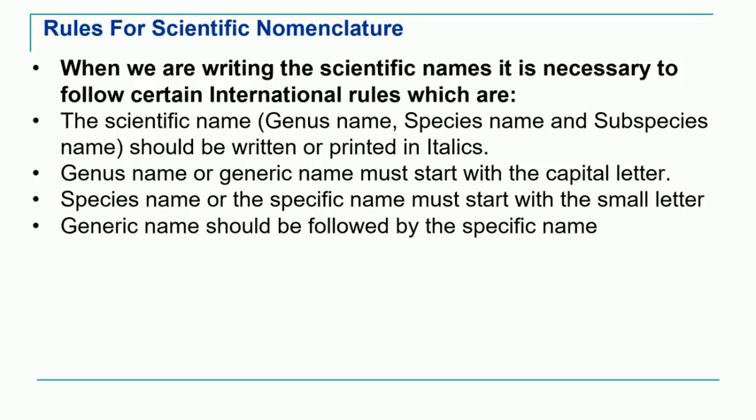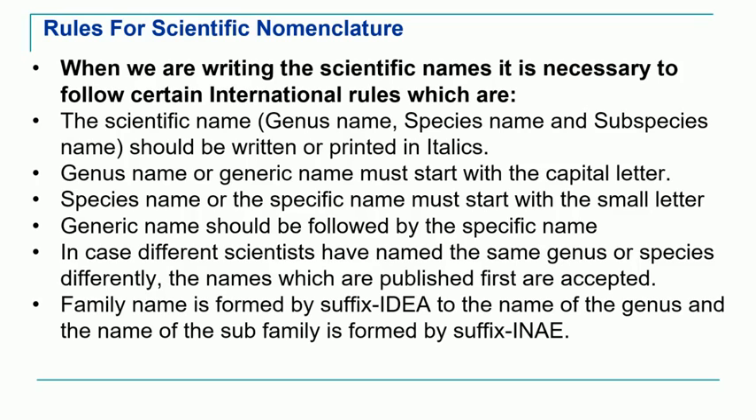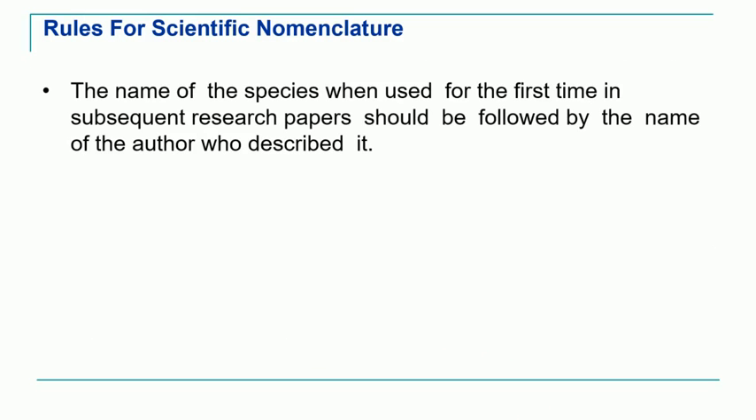The generic name should be followed by the species name. You should always write the generic name, or the genus name, first, followed by the species name. In case different scientists have named the same genus or species, the name which was published earlier, the first, will be the accepted name. So we have understood what is meant by senior synonym and junior synonym. Family name ends with the suffix idae, and similarly the subfamily name ends with inae. The name of the species which was used for the first time will be followed in subsequent research papers.